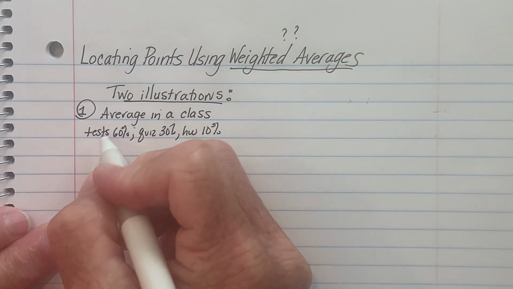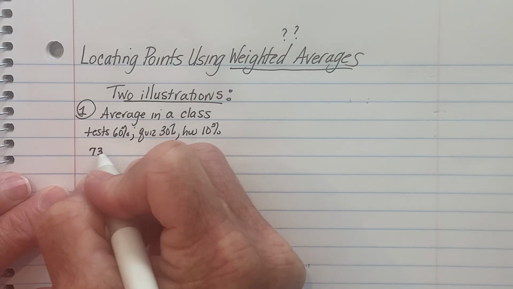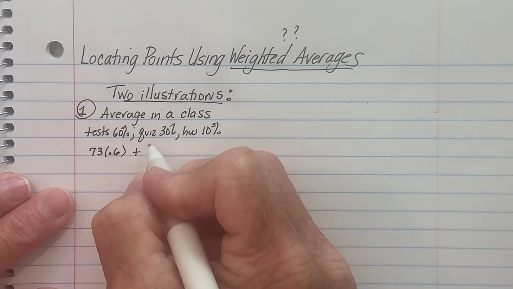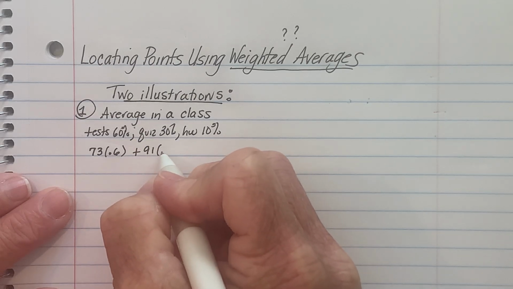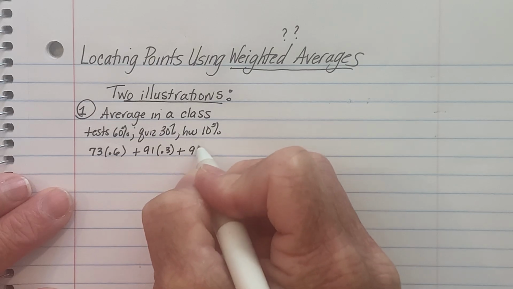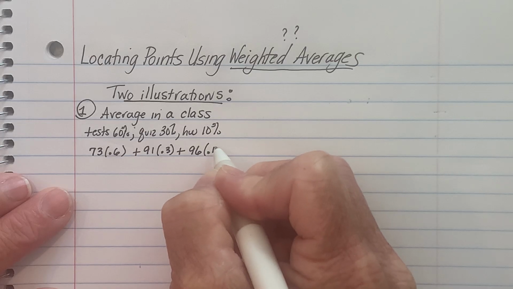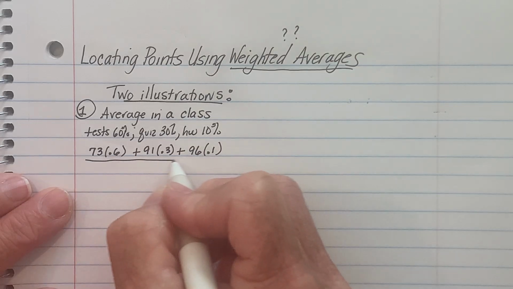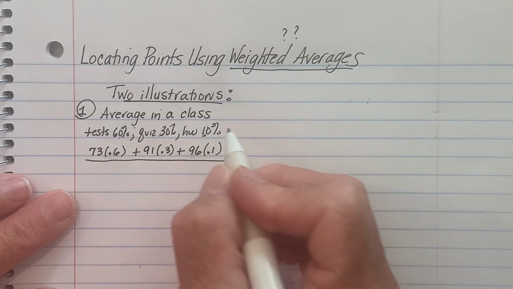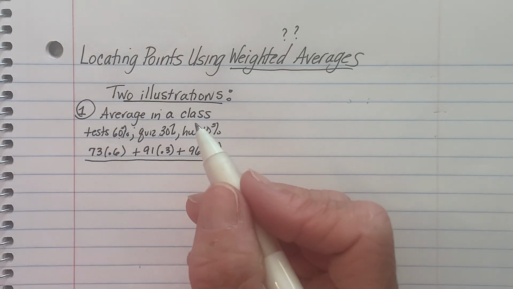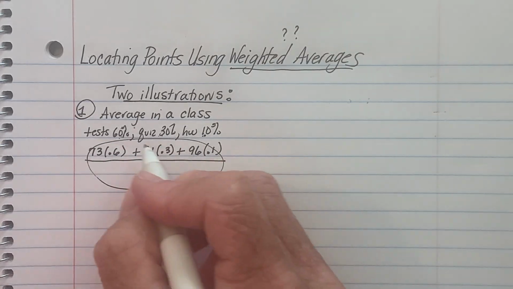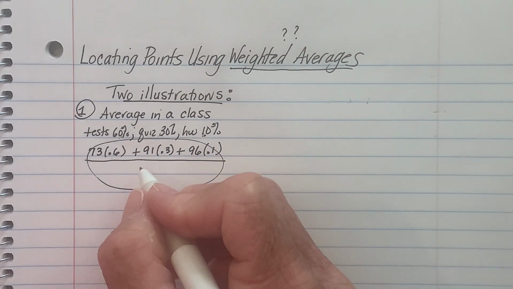So let's say your test average was a 73, and that's 60% of your average, so you'd multiply by that in decimal form. And maybe you had a quiz average of a 91, and that would be 30% of your average, and maybe your homework average was a 96, and that's 10% of your average. Then you would divide that by the total sum of those percentages. And that's how you would come up with your average, or in other words, that totals 100%.